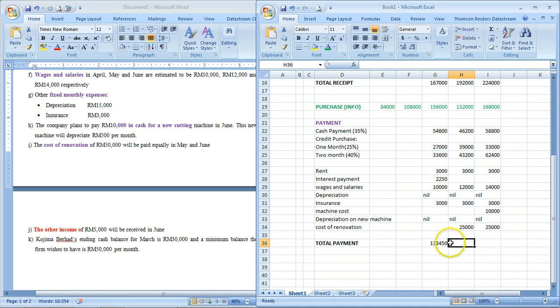Then you get the total payment. Do the same step for May and June. How to get this? I plus all as well. So I get the amount of total payment.